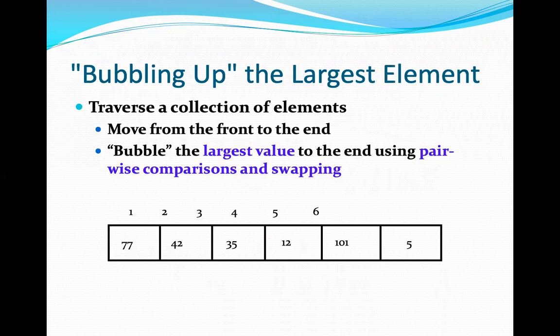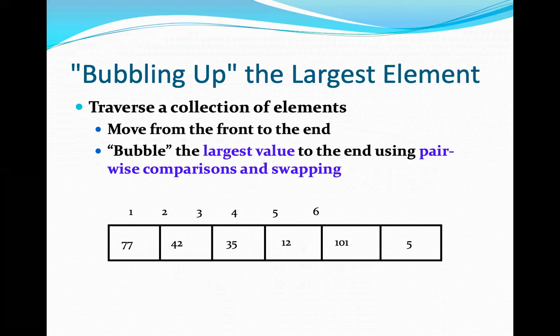Why is it called bubble sort? Bubbling up the largest element, which means the largest element will become the last element in the list. That means we traverse a collection of elements, from the first element to the last element, visiting the list and moving from front to end. We bubble the largest value to the end using pairwise comparisons and swapping. From first to last we compare pairwise, like 77 and 42, and the last element will be the highest one. 101 will become the last element after each iteration. So here the bubble sort will work like this.